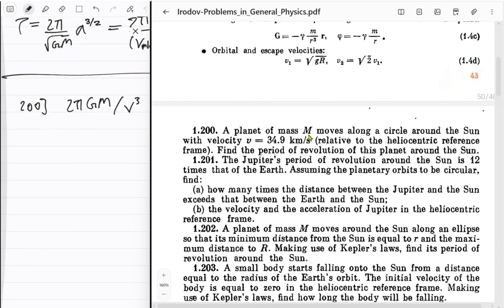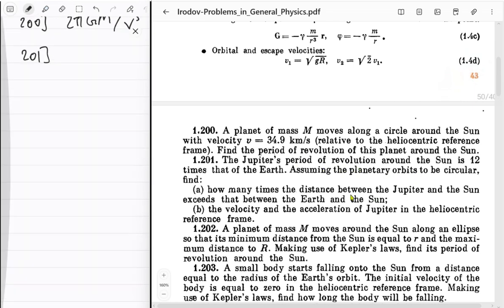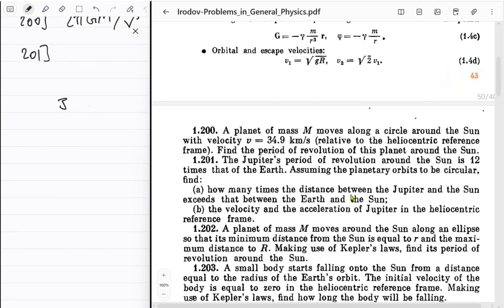Next, 201. Jupiter's period of revolution around the Sun is 12 times that of Earth. Assuming the planetary orbits to be circular, find how many times the distance between Jupiter and the Sun exceeds that between the Earth and the Sun. So what did they give us? Jupiter's period of revolution. So the time period of revolution of Jupiter and Earth is in what ratio? It's 12 times that of the Earth, so it's 12 is to 1.